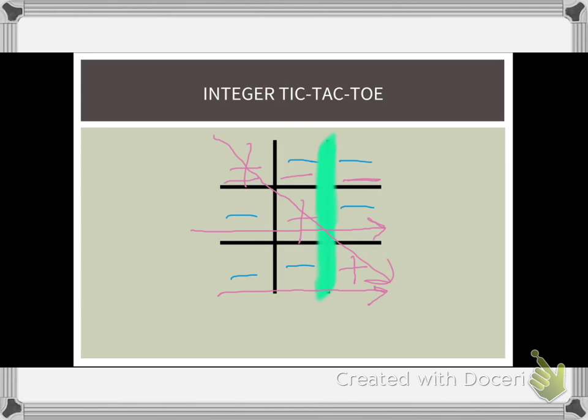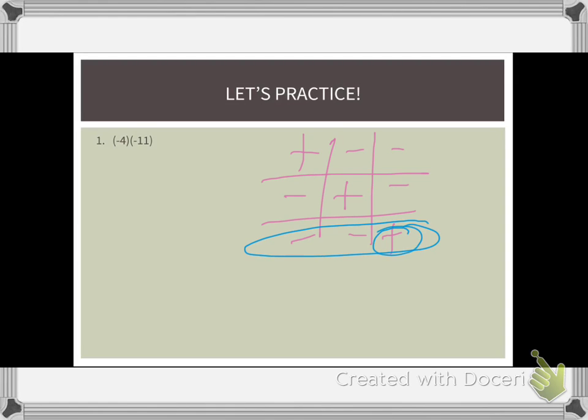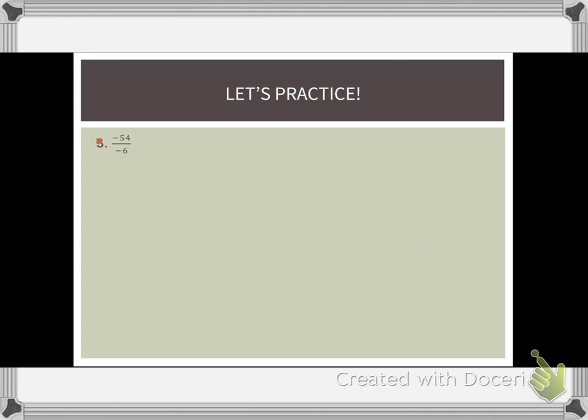We're going to do some practice problems. I'm going to use the tic-tac-toe to help me on every problem that I do. So I'm going to quickly make my diagonal positives. And then let's look at this problem. We have negative 4 times negative 11. So this is a negative times a negative, so my answer should be positive. And then I know that 4 times 11 is 44. It's as simple as that. Using the multiplication and division that you already know, coupled with this tic-tac-toe, and you are good to go.